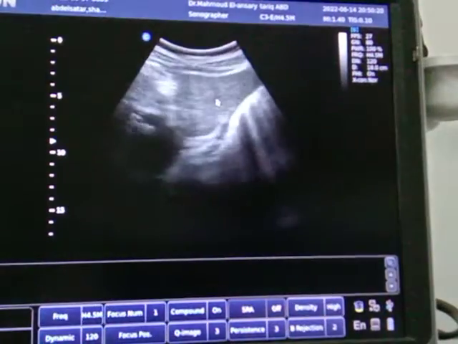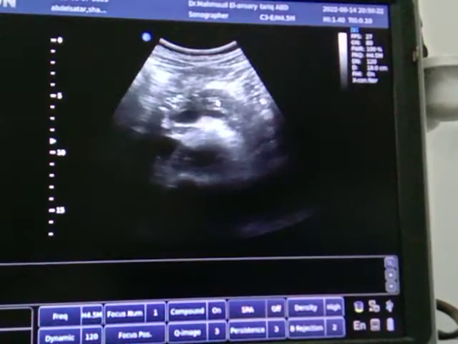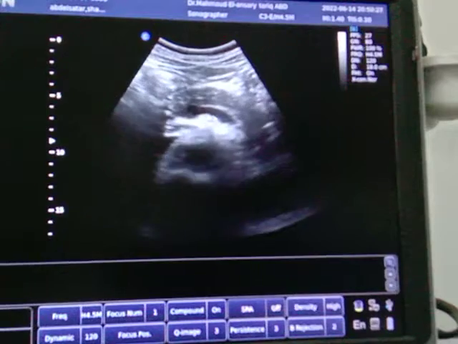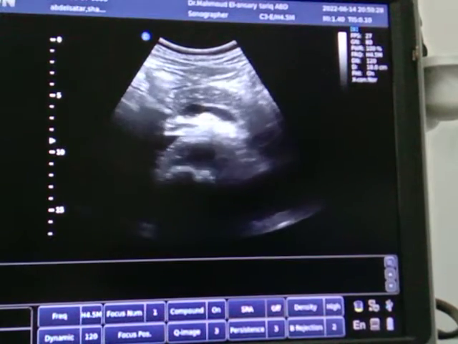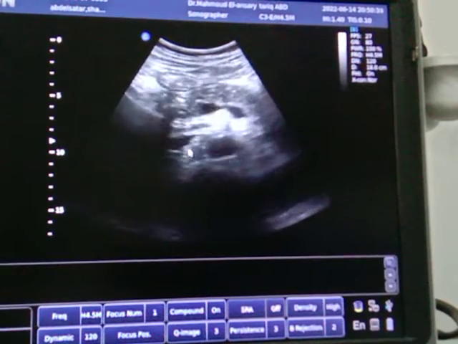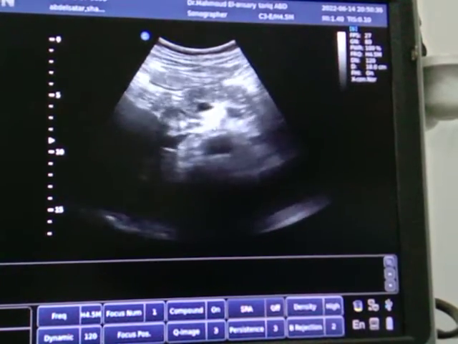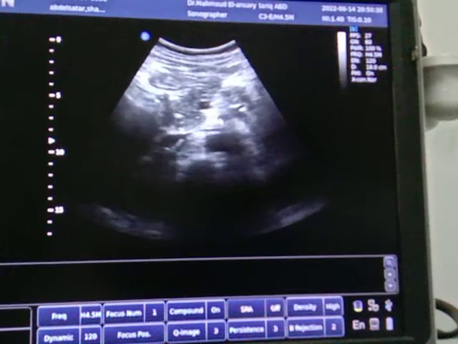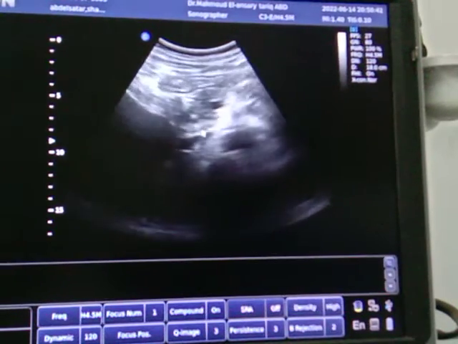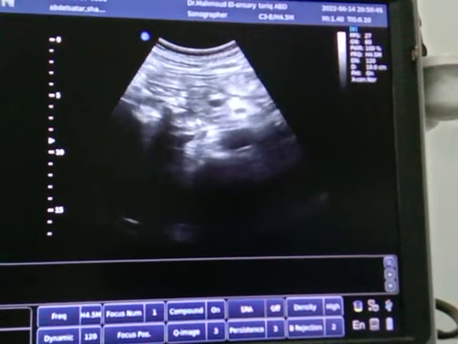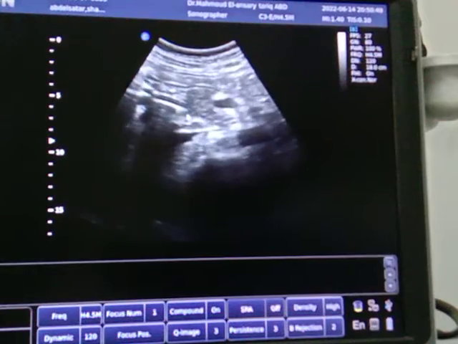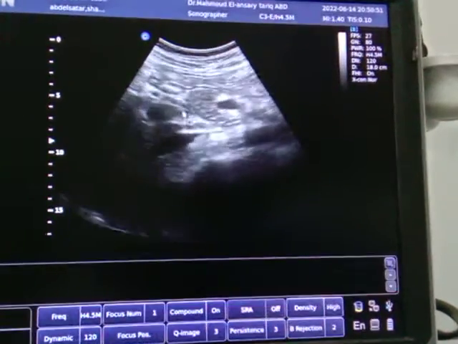So if we get the pancreas here in the midline with transverse section, we will find here the splenic vein and the portal vein. Here is the aorta, and here is the inferior vena cava. Here is the superior mesenteric artery. Here is the head region.